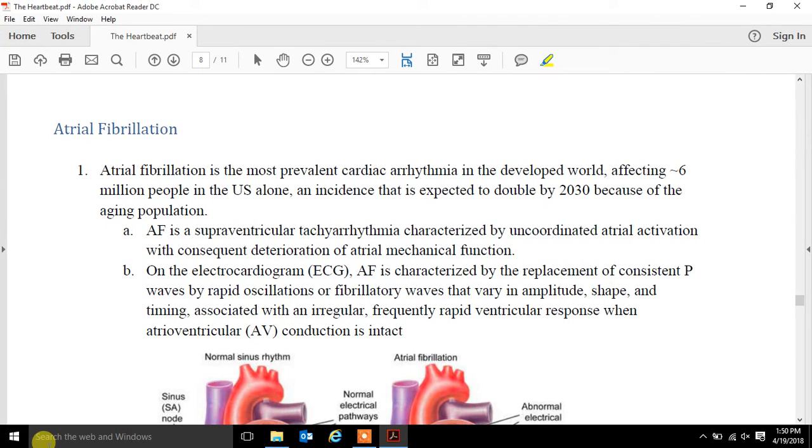Okay, so that's kind of normal function with a little bit of pathophysiology. We're going to finish up here with atrial fibrillation. It's the most prevalent cardiac arrhythmia in the developed world, about 6 million people in the U.S., and it's likely to increase or double by 2030 because of the aging population, because of comorbidities, and we see it with heart failure quite a bit. It's actually a concern NASA has because there are changes within the atria with spaceflight. So it's a pretty important type of arrhythmia for us to look at. Because of that, we know a little bit more about it than we do about some of the others.